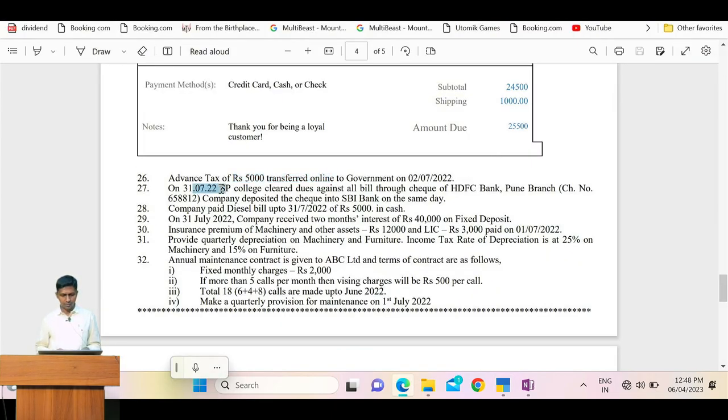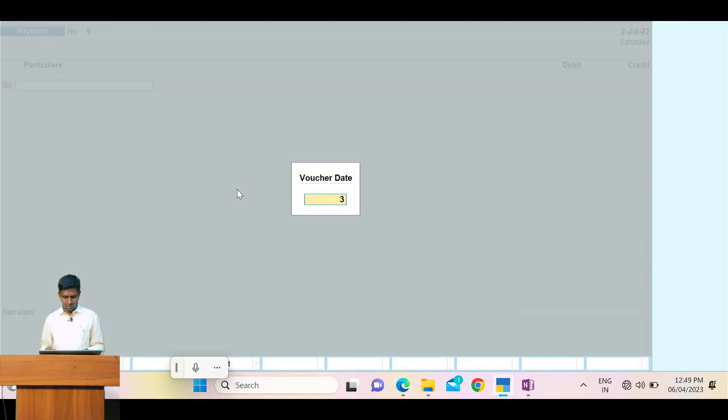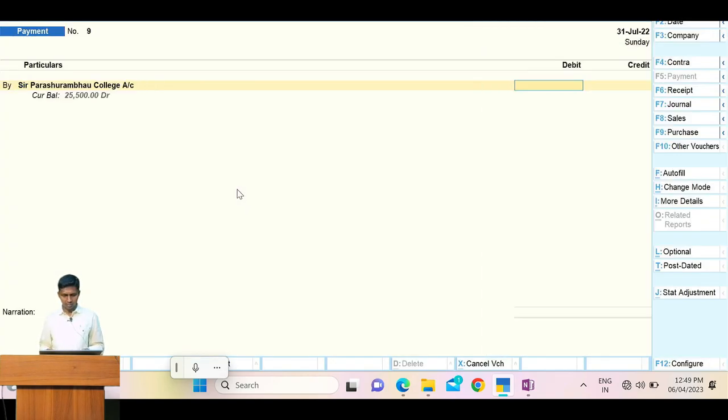Then on 31st July, clear all dues by paying through HDFC Bank check. SP cleared dues by giving a check of HDFC. SP could have an HDFC account, we are having an SBI account, that means we got the check of HDFC and we are going to deposit it in our bank account SBI. We got the check instead of cash, the check can be of any bank, so we got the HDFC check and we deposited it in SBI on the same day, on 31st July. SP cleared, we got it from Sir Parshuram Bhau.